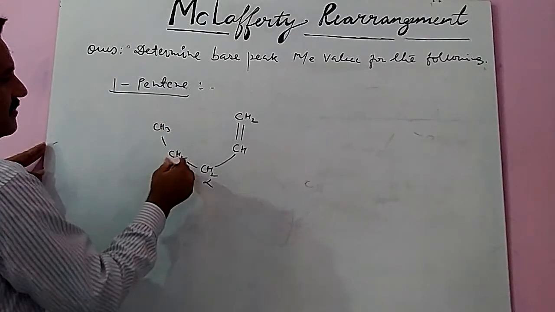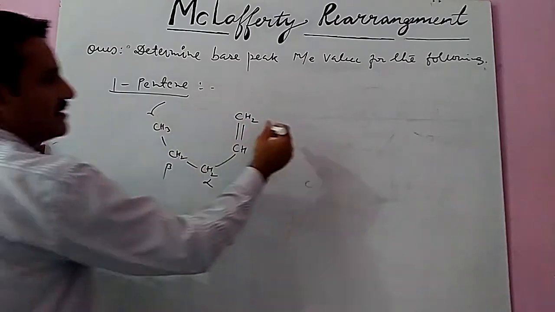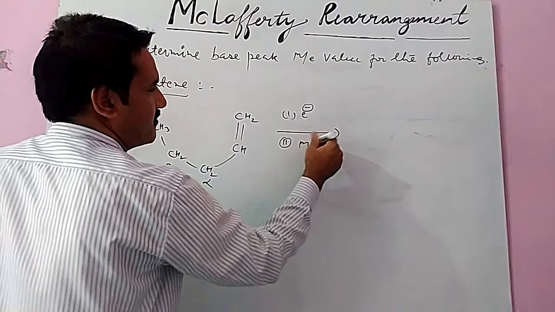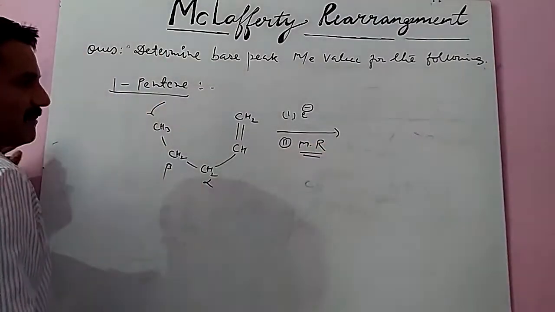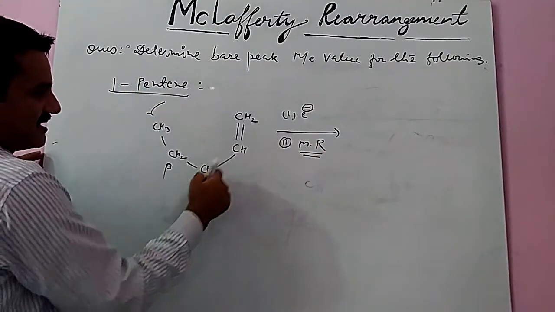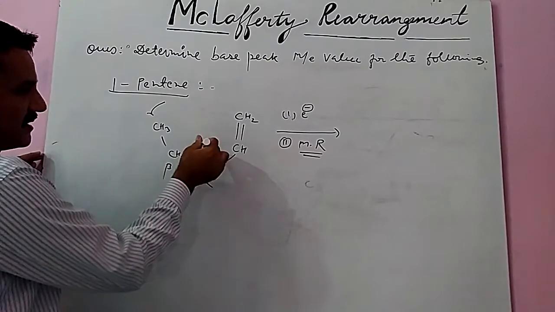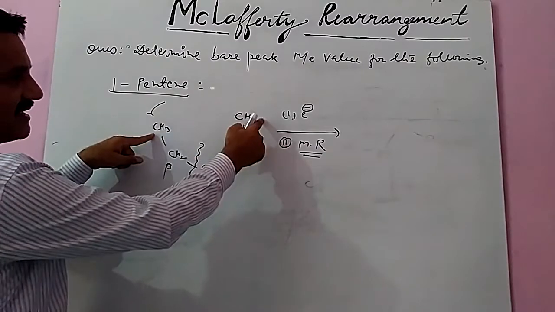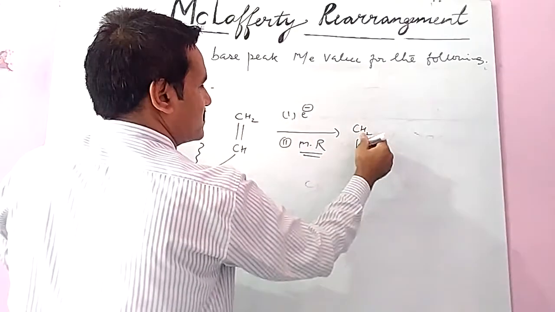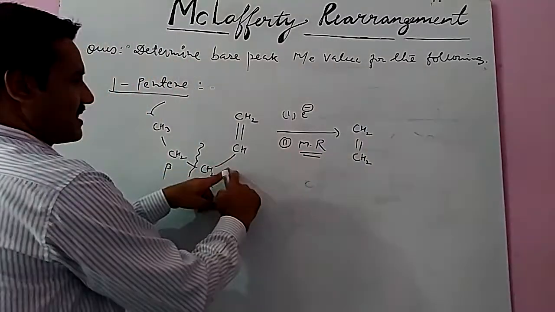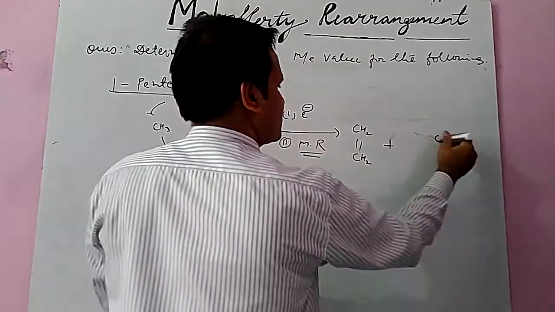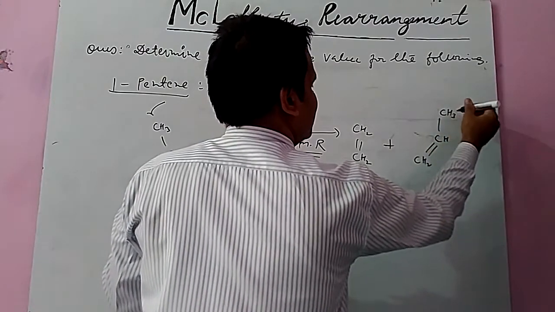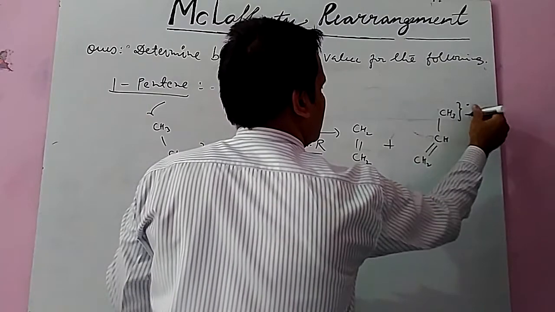Check it, alpha, beta and gamma hydrogen is there. So first step, electron movement, then McLafferty rearrangement. What will happen completely? This is the alpha position and this is the beta position. Cleavage of this converts into CH2 double bond CH2, hydrogen migrates here. So this converted into CH2 double bond CH2, and this converted into ion formation. It means CH double bond CH2, and here CH3 as radical cation.